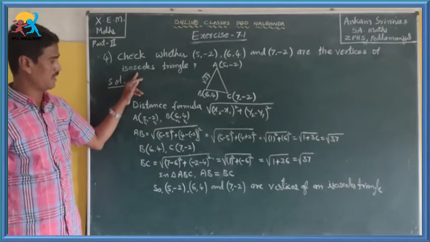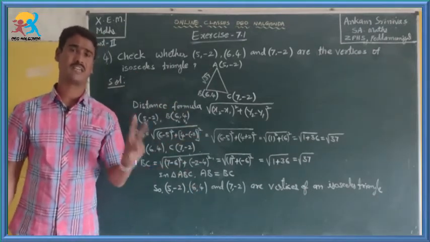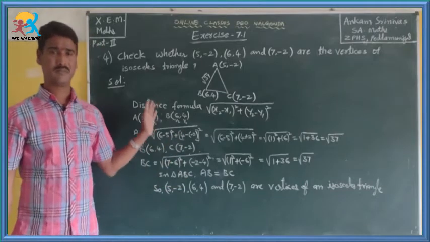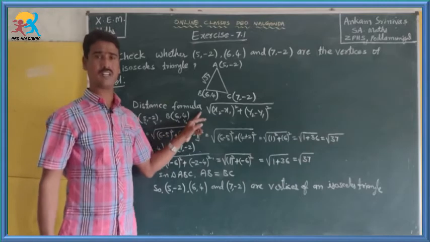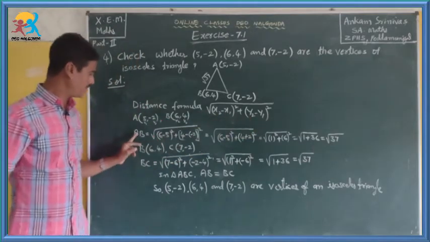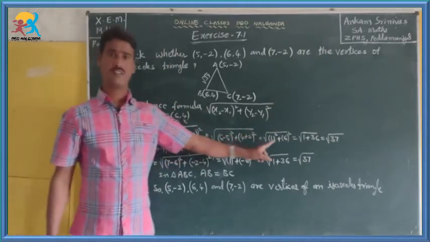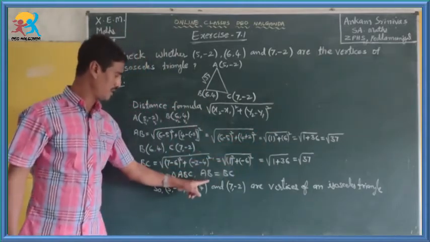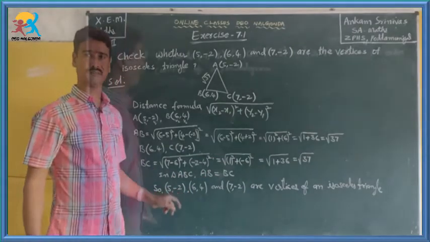To prove the isosceles triangle, we have to find the length of sides. If we show the lengths of two sides are equal, it becomes an isosceles triangle. So using the distance formula, square root of x2 minus x1 whole square plus y2 minus y1 whole square. Length of AB is square root of 37, length of BC is square root of 37. So both are equal. So it becomes an isosceles triangle.